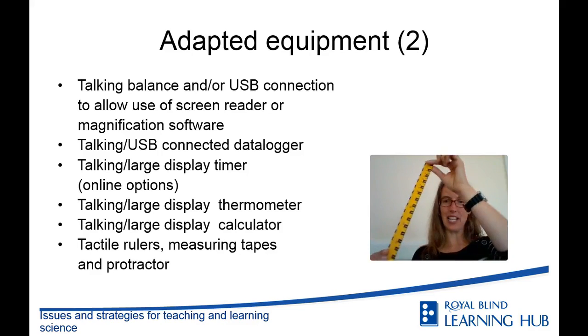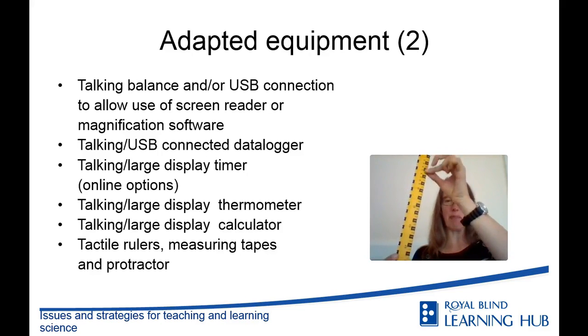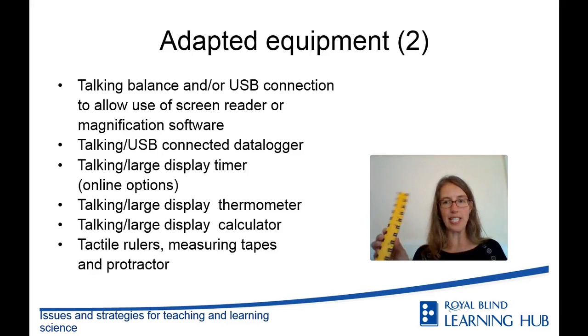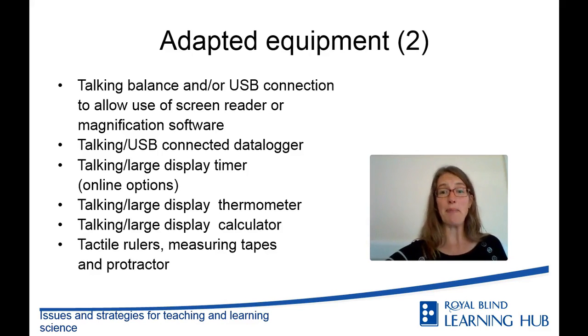I've got things like tactile rulers. Okay, you can see this one is a nice contrast, the yellow and the black. Centimetre marks clearly given. So if you look onto things like the RNIB website, you'll find lots of things like tactile rulers, measuring tapes and protractors that are very handy in science.